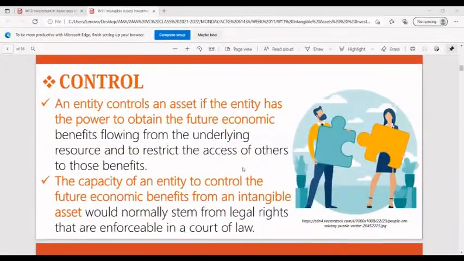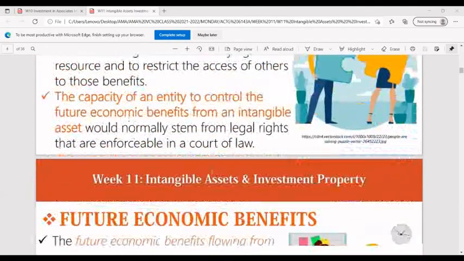For the control, an entity controls an asset if the entity has the power to obtain the future economic benefits flowing from the underlying resources and to restrict the access of others to those benefits. The capacity of an entity to control the future economic benefits from an intangible asset would normally stem from legal rights that are enforceable in a court of law.